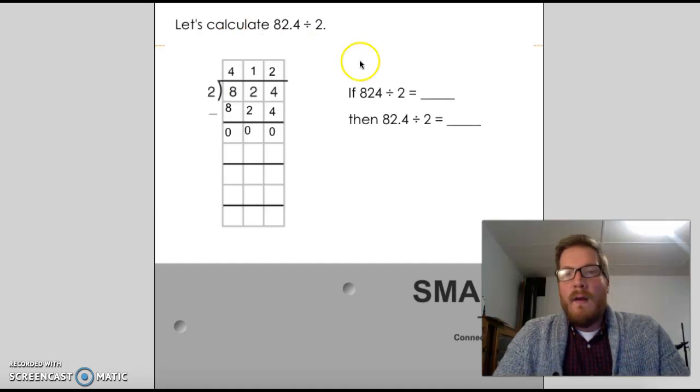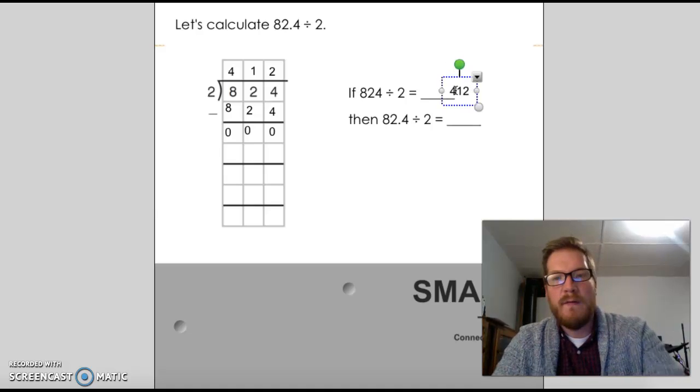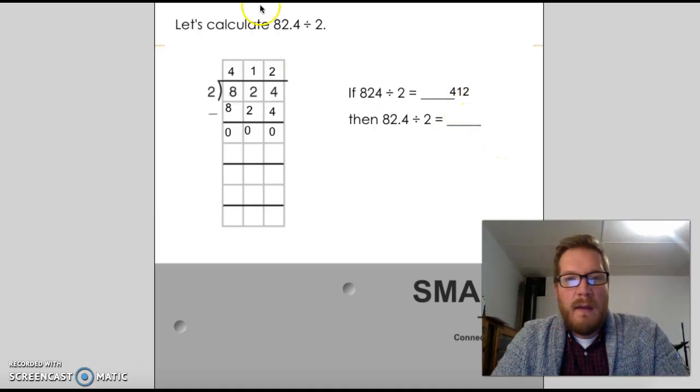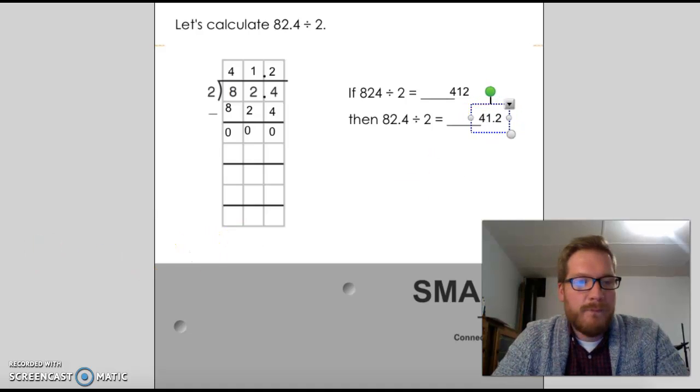All right. So 824 divided by 2, we said, was 412. And so if we imagine for a second that there was a decimal place right here, what we would have to remember to do is to put it above in our answer, in our quotient as well. And so what we're going to get is 41.2.